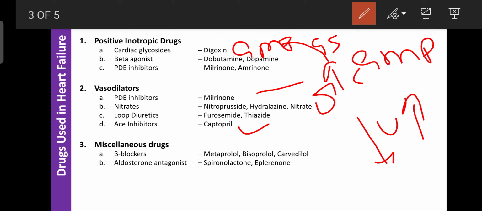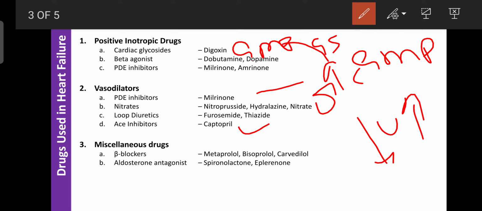So here the ACE inhibitors like captopril inhibit the formation of angiotensin 2. Like that, they can treat the enlargement of the heart or decrease the size of the ventricles, especially in left ventricular failure.